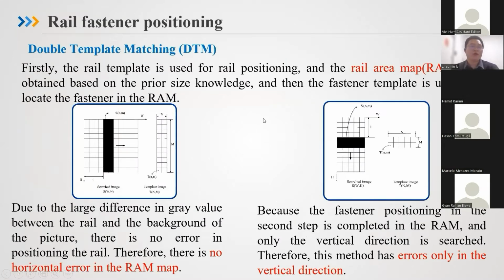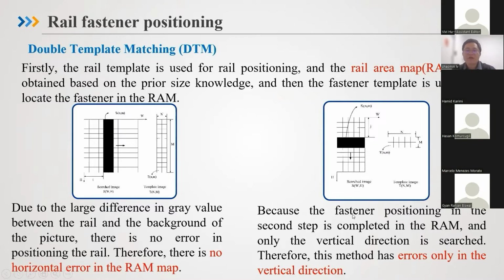We propose a double template matching. First, the rail template is used for rail positioning, and then we can get a rail area map, including the fastener and the rail, based on the prior site knowledge. Then the fastener template is used to locate the fastener in the RAM, the rail area map. Due to the large difference in gray value between the rail and the background in the picture, there is no error in positioning the rail. Therefore, there is no horizontal error in the RAM.